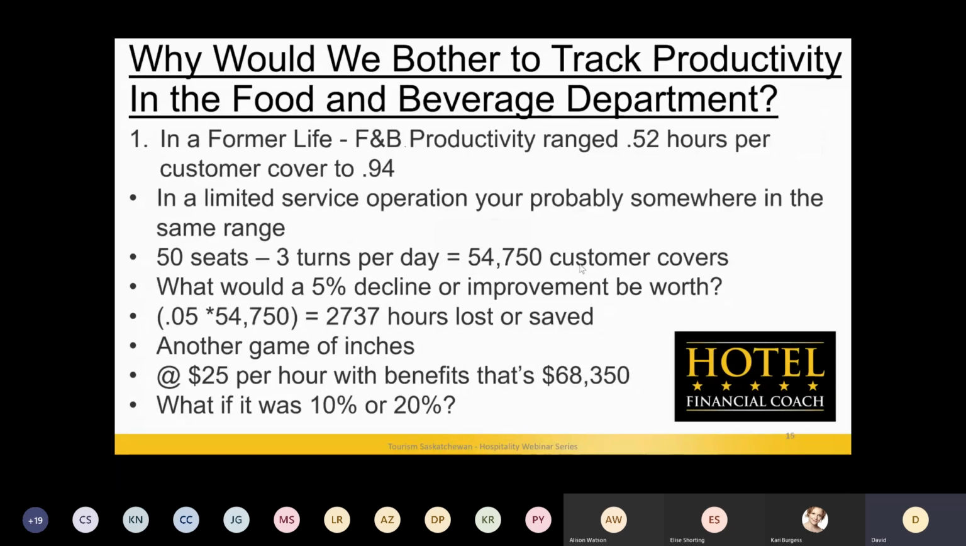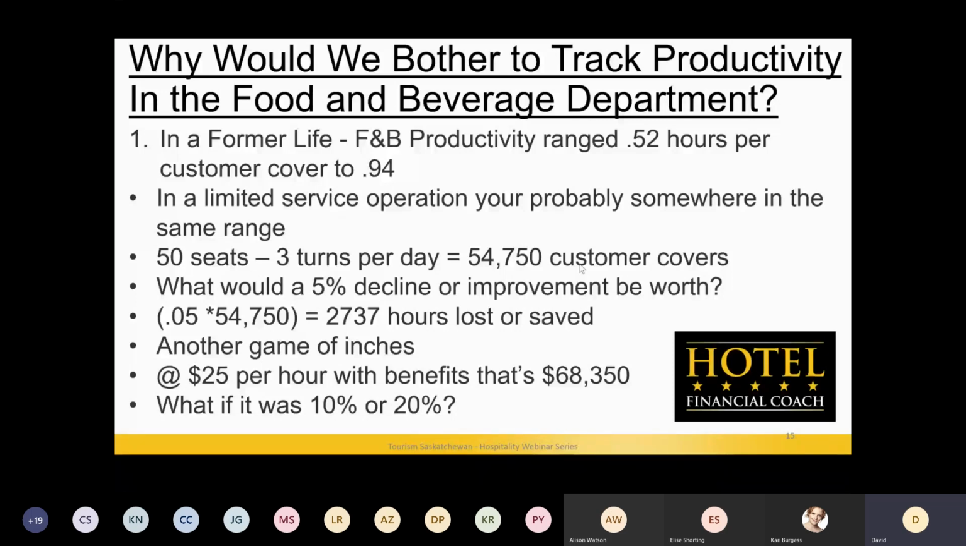So same in food and beverage. In a former life, when we tracked the results inside of our company and produced the benchmarking reports, the F&B productivity ranged from 0.52 hours per customer cover to 0.94. That's almost 100% variance. How could something seemingly as similar as serving food be so upside down?